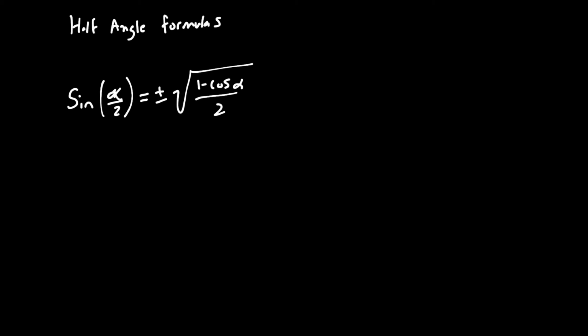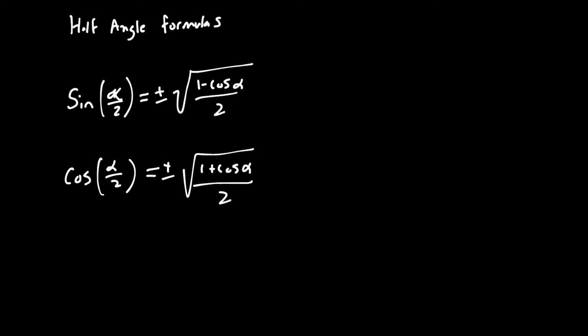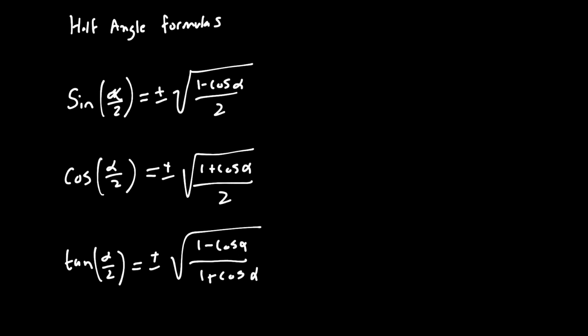Then we also have that cosine of alpha divided by 2 is equal to the following. And finally, we have tan of alpha divided by 2 is equal to the following. Notice that each of these formulas has a plus or minus, and depending on where our angle alpha divided by 2 is located, we'll have a plus or a minus. So we'll see why this is important in examples, but first let's just go ahead and derive one of these.